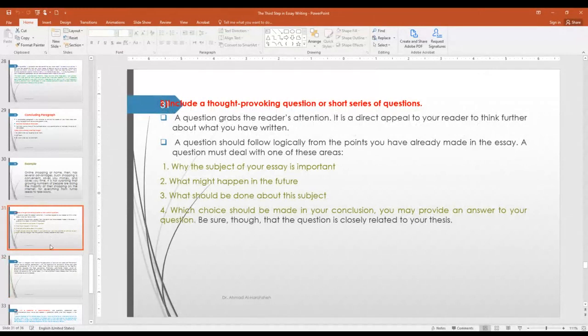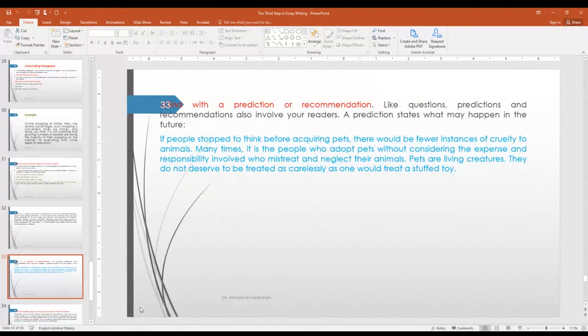Number three, include a thought-provoking question. We said that. Number four, end with a prediction or recommendation. You can end your essay with a question, with a prediction, or with a recommendation in general.